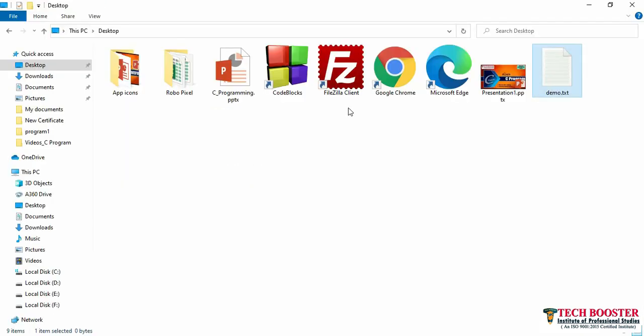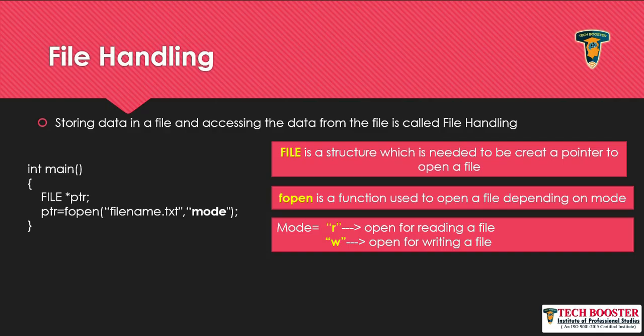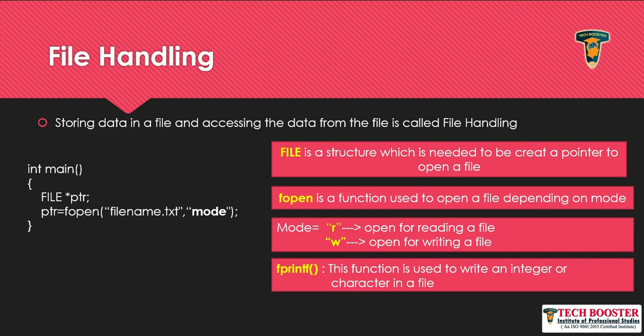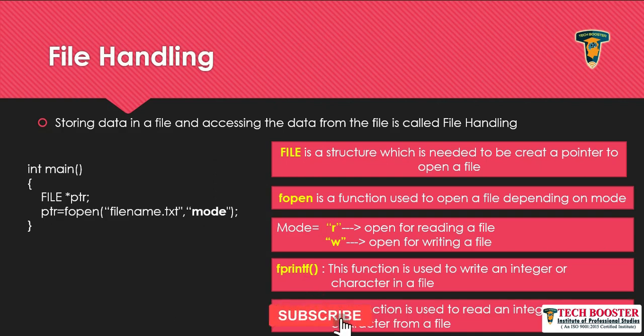Now let us move back towards our slide, and here you can see we have our function called fprintf. Fprintf is a function which is normally used to write any integer or character in a file. If you want to write anything in your file, you need to use this fprintf function. Similarly, if you want to read any integer or character from your file, we have another function called fscanf. Fscanf is a function which is used to read any integer or character from a file. I'll be using this fprintf function now because I want to write an integer in my demo file.